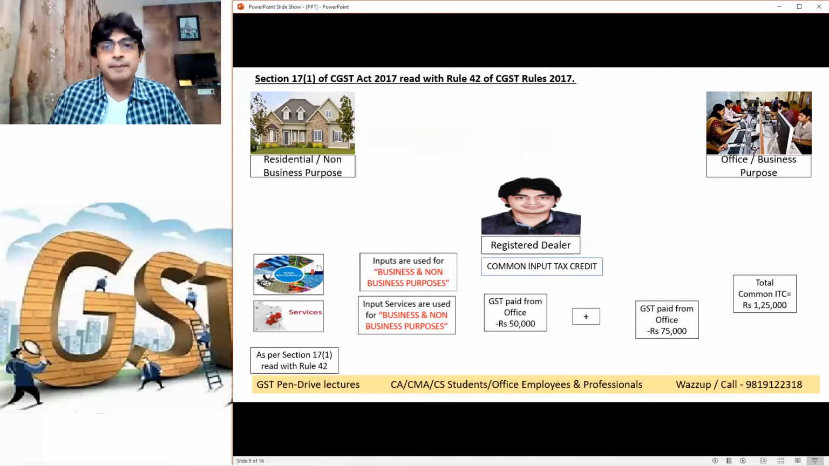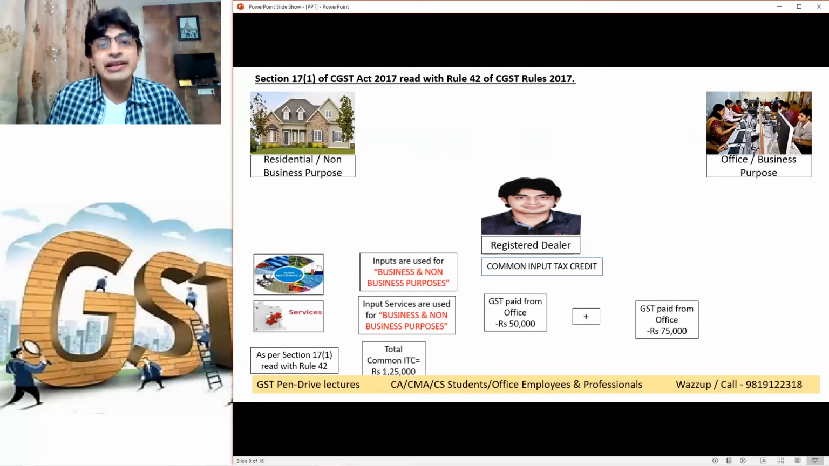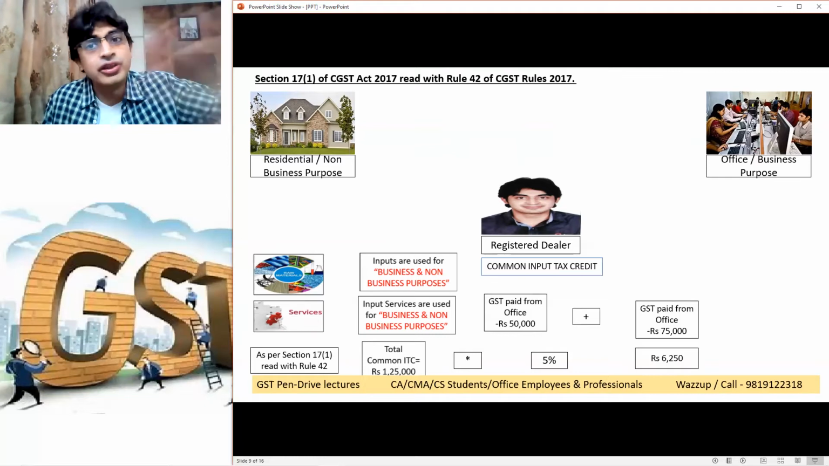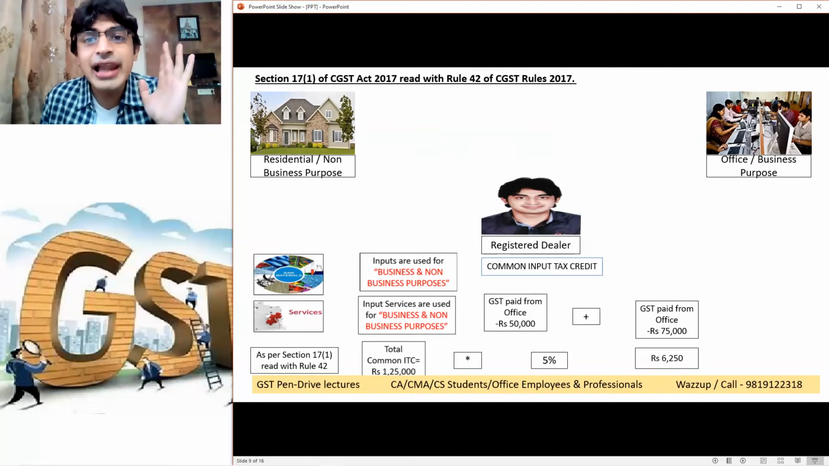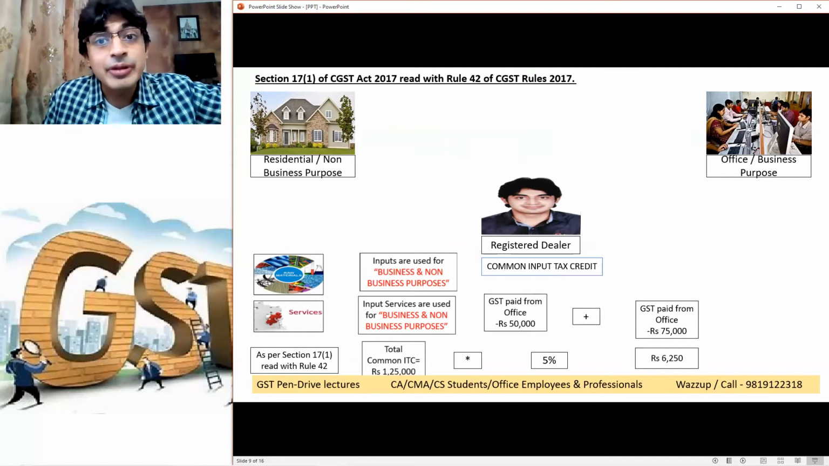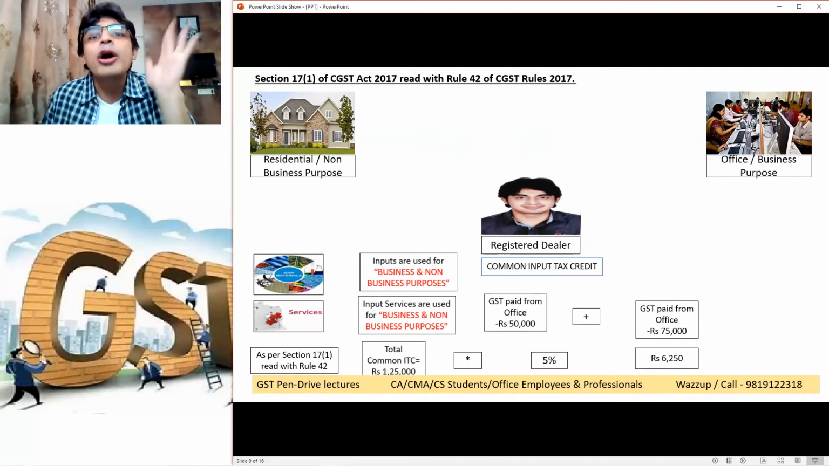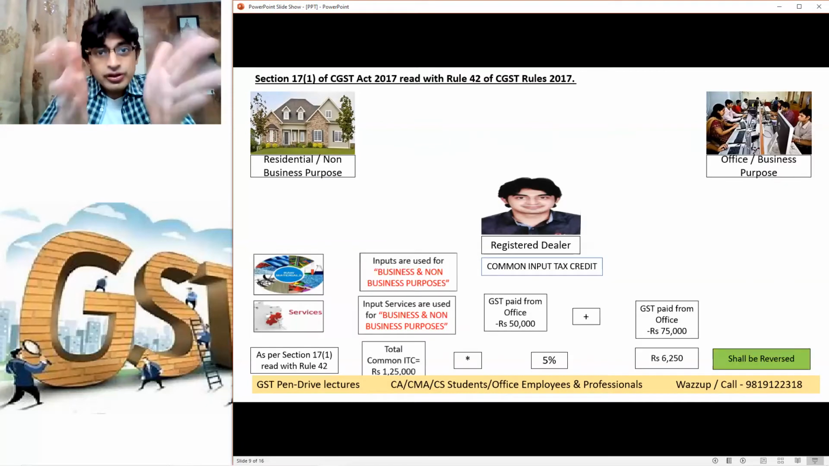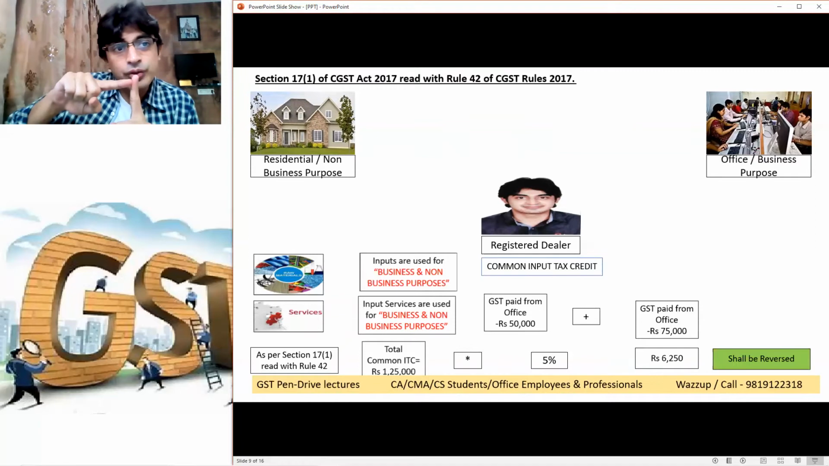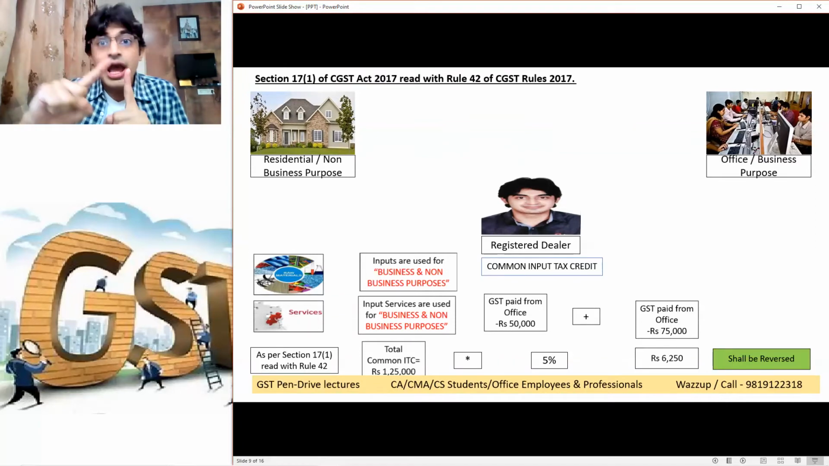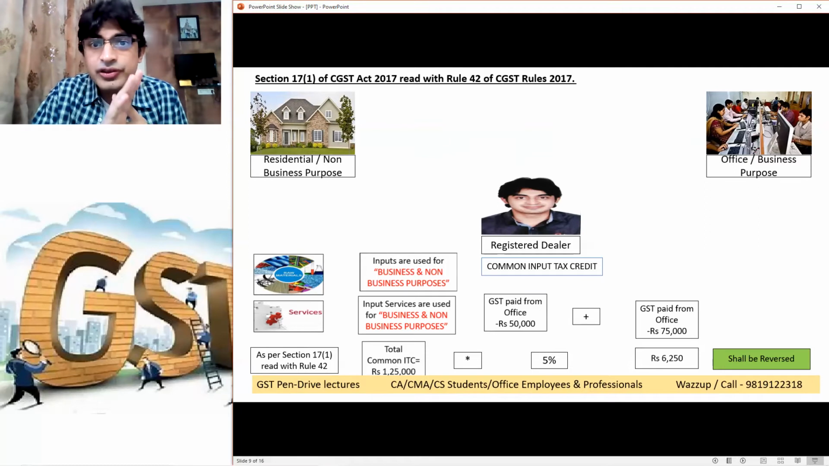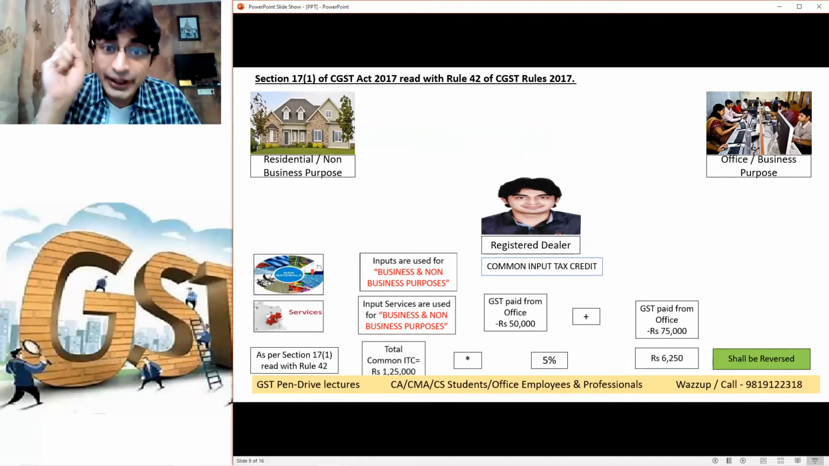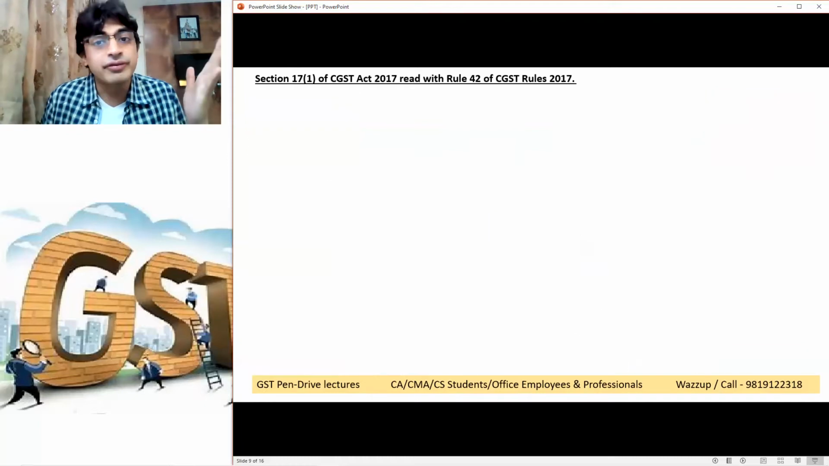As per 17.1, whatever your total common ITC is there, into 5%. Just 5% you need to reverse. So out of 1,25,000, 5% shall be deemed to be assumed as used for non-business purpose. So rupees 6250 shall be reversed. So this is section 17.1. If your inputs are being used for business purpose and the same inputs are being used for non-business purpose, 5% of that common ITC you are required to reverse.